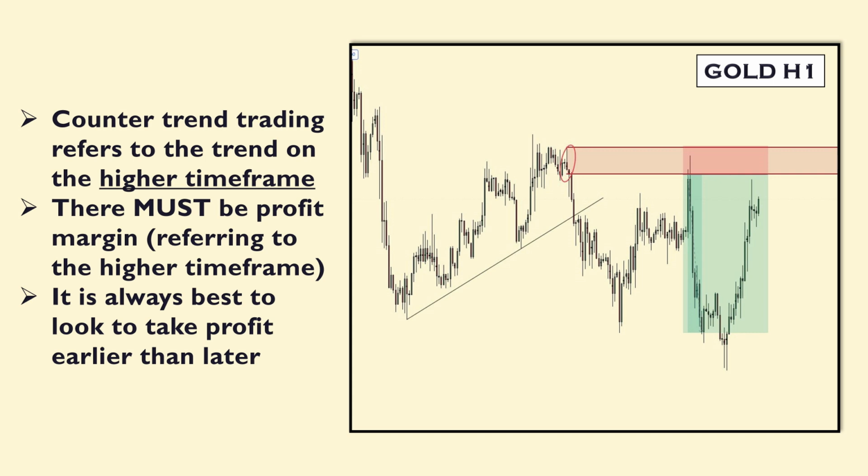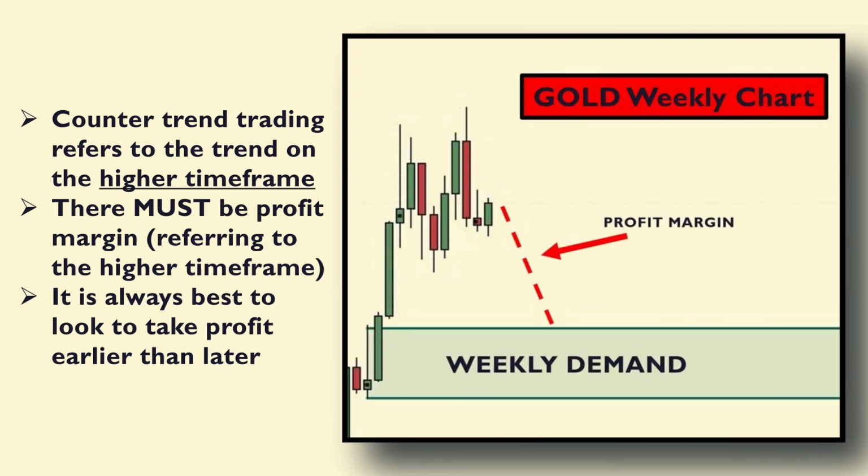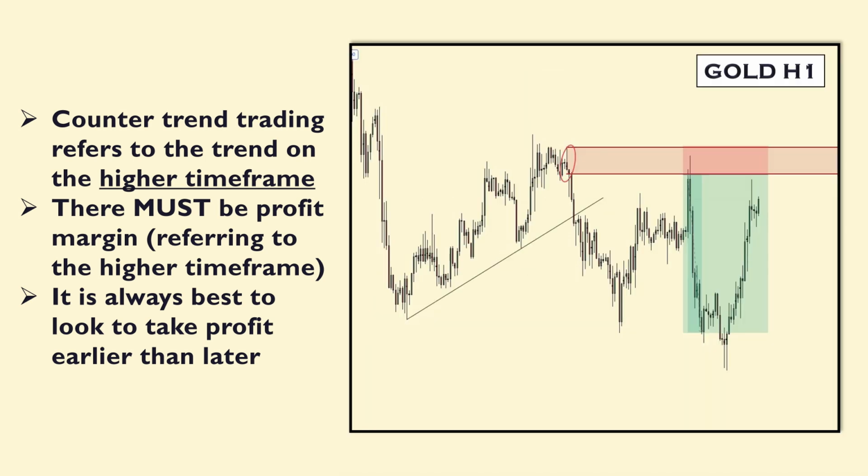Another important thing to understand is that there must be profit margin. Again, we are referring to the higher time frame. If there is no profit margin, there is pretty much no trade. So if this H1 supply zone trade was taking place right at a weekly or a daily demand zone, there would not be a trade to take here because it would be way too risky, because trading counter trend is always more risky than trading with the trend. So we need to make sure that there is enough profit margin on our higher time frames. Remember, we are always referring to our higher time frame.